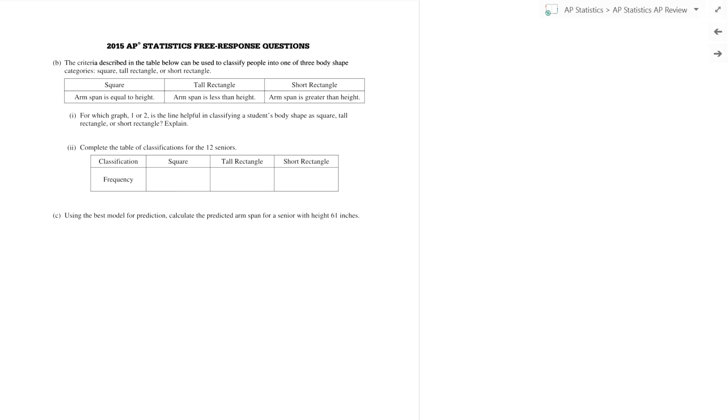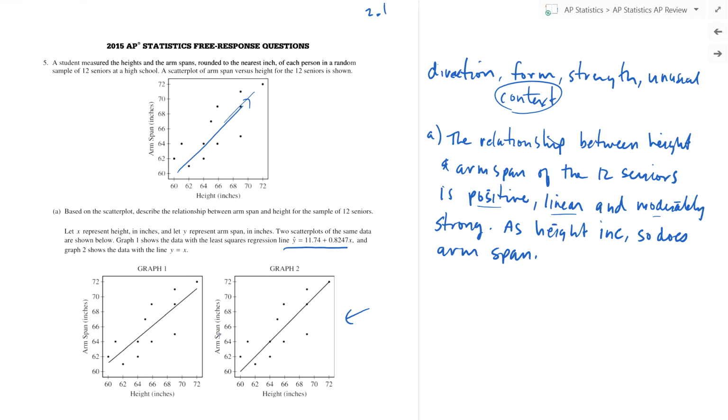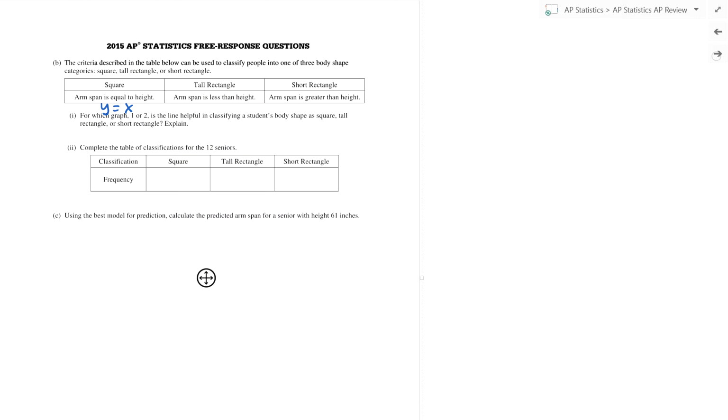So we got square, where your arm span equals your height. You're a square person if your arm span is equal to your height. That is where y is equal to x, right? If your arm span is less than your height, remember your arm span, that's the y, that means y is less than x. If your arm span is greater than your height, y is greater than x.